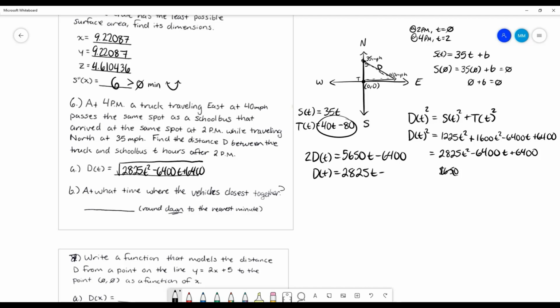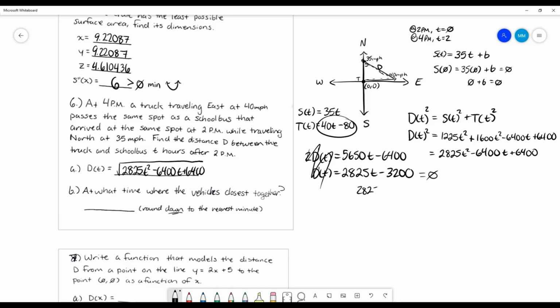2825 t minus that. Oops, sorry. So ignore this. This isn't technically correct how I'm writing this. But this is what we want to set equal to 0 to find our critical points. You could also just be taking the derivative of this, but that's a little more complicated with the square root, and I personally don't feel like dealing with it. So I'm going to set this equal to 0.